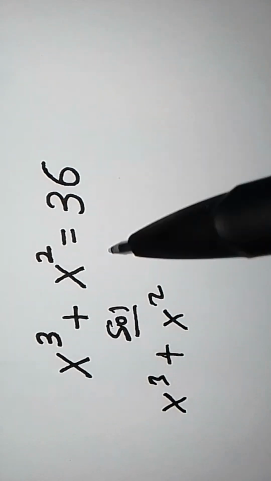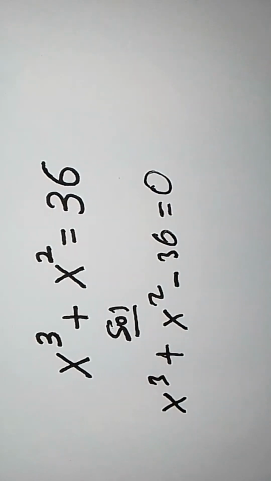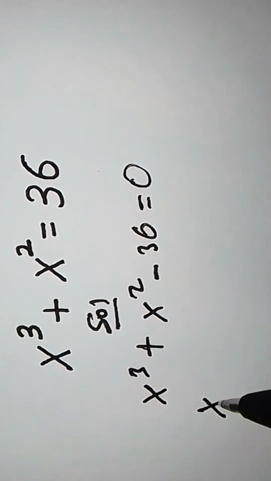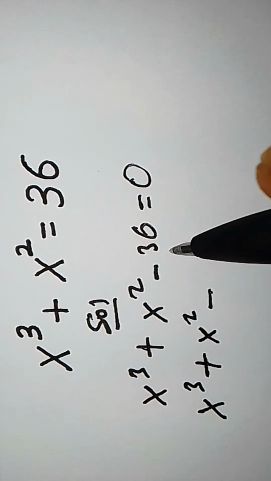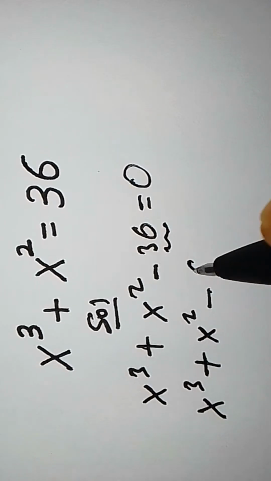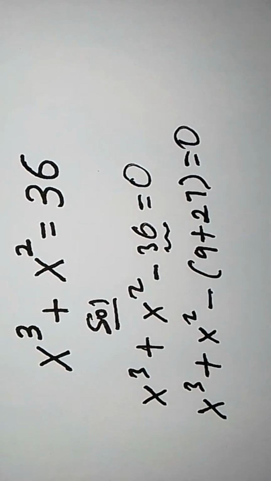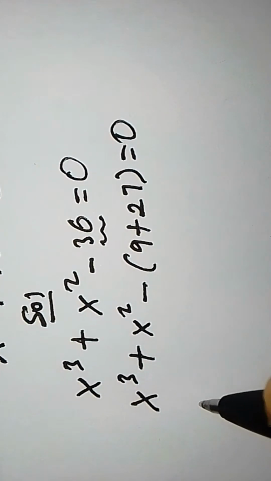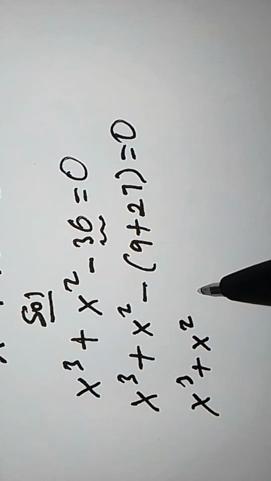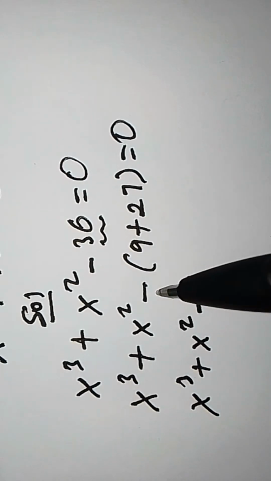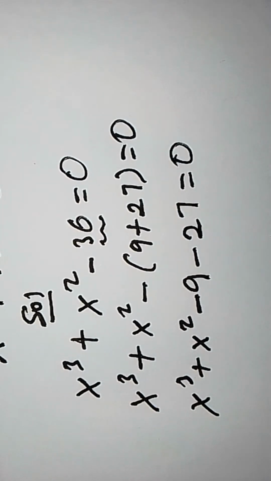If we move 36 to the left side, that will be minus 36 equal to 0. So, x to the power of 3 plus x squared minus, we can rewrite 36 as 9 times 27 equal to 0. Let's proceed further. So, x to the power of 3 plus x squared minus, times 9, that is minus 9, minus times plus, that is negative 27 equal to 0. Let's proceed further.